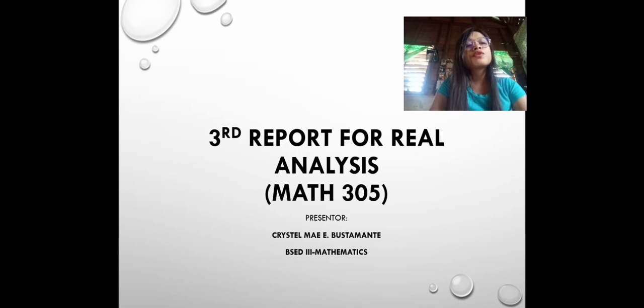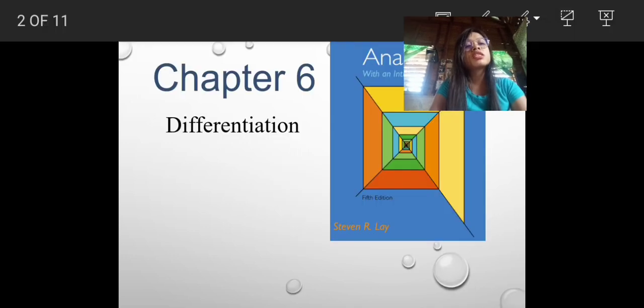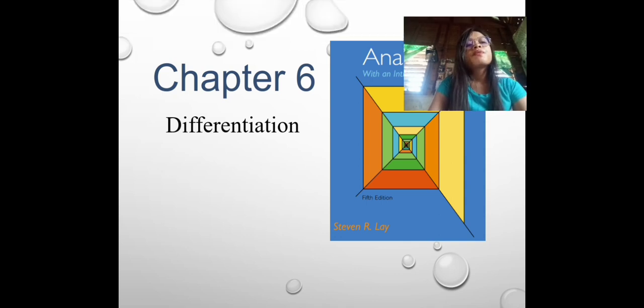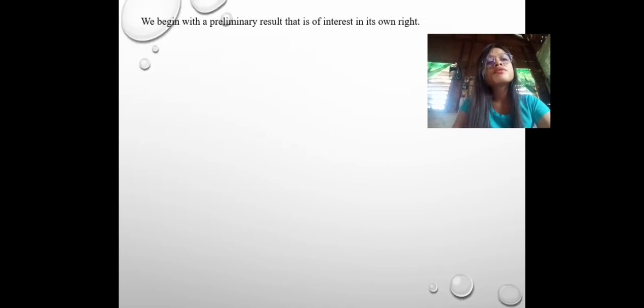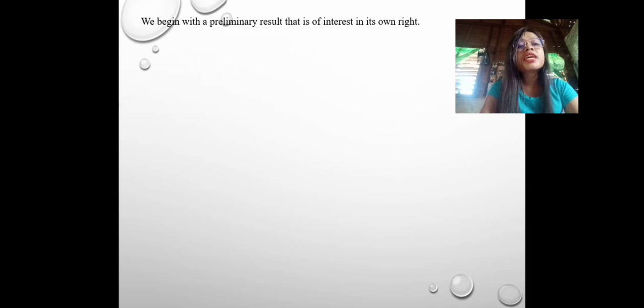Our lesson for this afternoon is all about chapter 6, differentiation. Chapter 6.2, the mean value theorem. We begin with a preliminary result that is of interest in its own right.